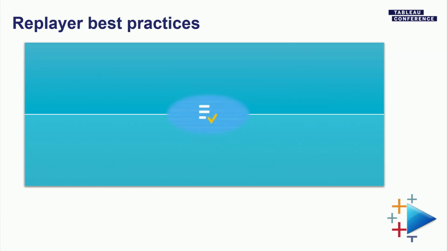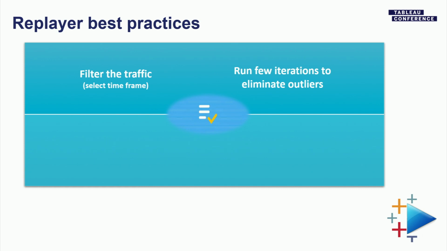So the best practices: first, filter the traffic. I usually select the morning traffic from 9 to 1, which is a 4-hour window, which is still enough that you would wait for the result and you can have multiple iterations of it. At least run 3-4 iterations.